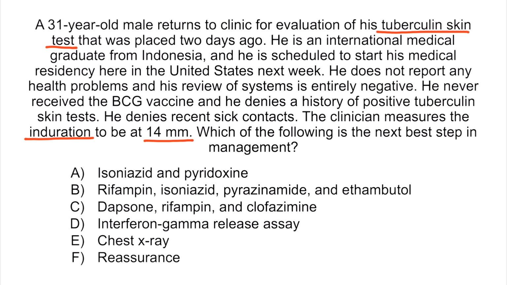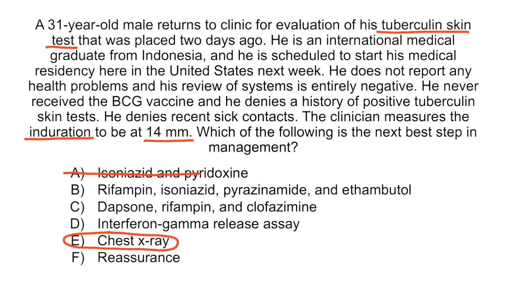Remember that the next best step in management following a positive tuberculin skin test is a chest X-ray, and this is used to help determine whether the patient has active TB or latent TB, which is why option E is correct. An abnormal chest X-ray in the setting of a positive tuberculin skin test would be consistent with active tuberculosis, whereas a normal chest X-ray would be consistent with latent tuberculosis.